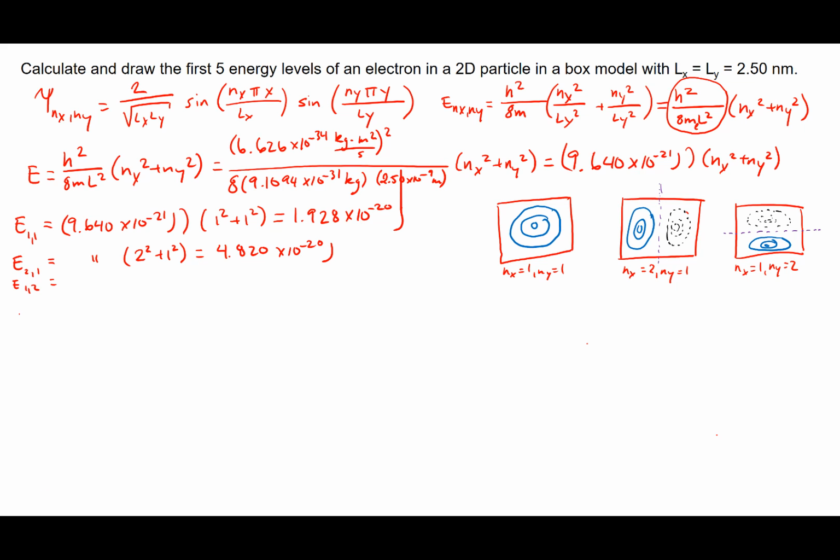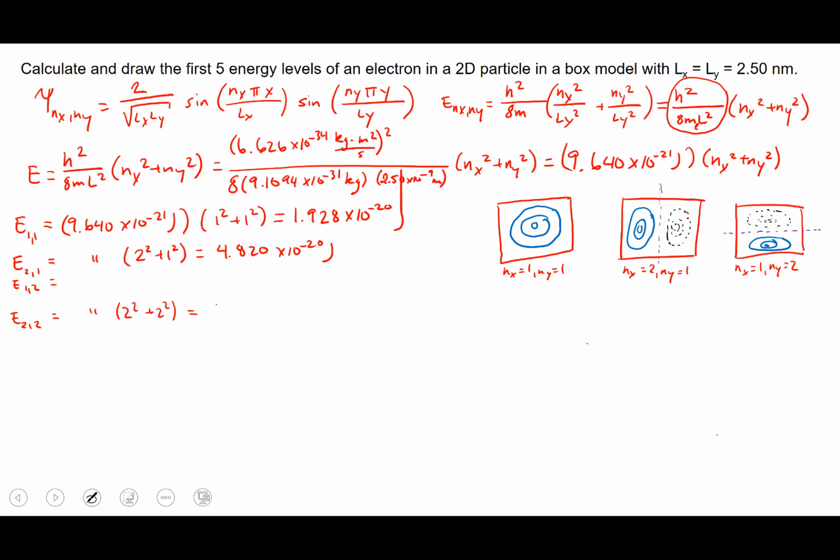Now the next energy level that we would look at is going to be the 2, 2, so nx is equal to 2 and ny is equal to 2. Again, we can just plug in the numbers that we have here. So now it's simply 2 squared plus 2 squared, so that whole value is going to be 8, and we multiply that by the value that we had gotten, so that's going to be 7.712 times 10 to the negative 20 joules.